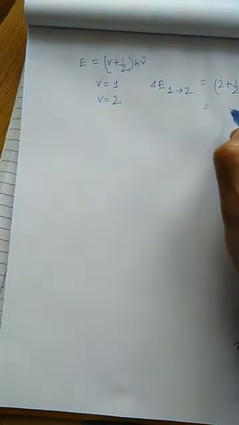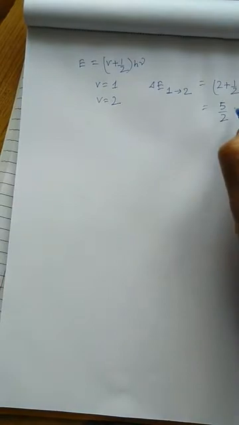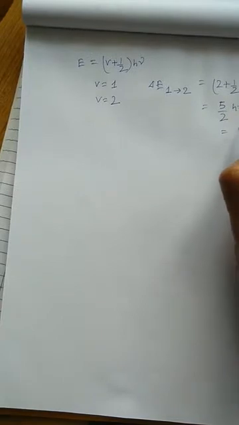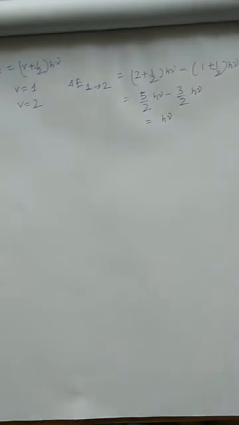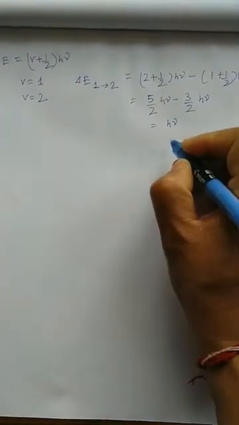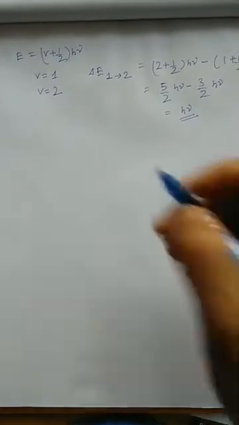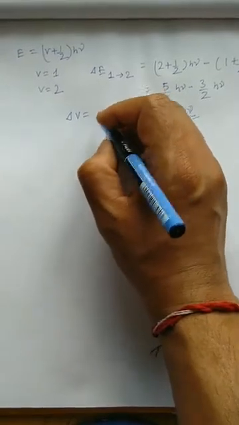Taking h nu common, 2 plus half means 5 by 2 h nu minus 3 by 2 h nu. So what is coming here? Only h nu. That means all the successive energy levels are equally spaced by the amount h nu. Anybody can ask, sir, why can you only take the transition from 1 to 2? Because the selection rule for a simple harmonic oscillator is delta v equal to plus or minus 1: plus 1 for absorption and minus 1 for emission.